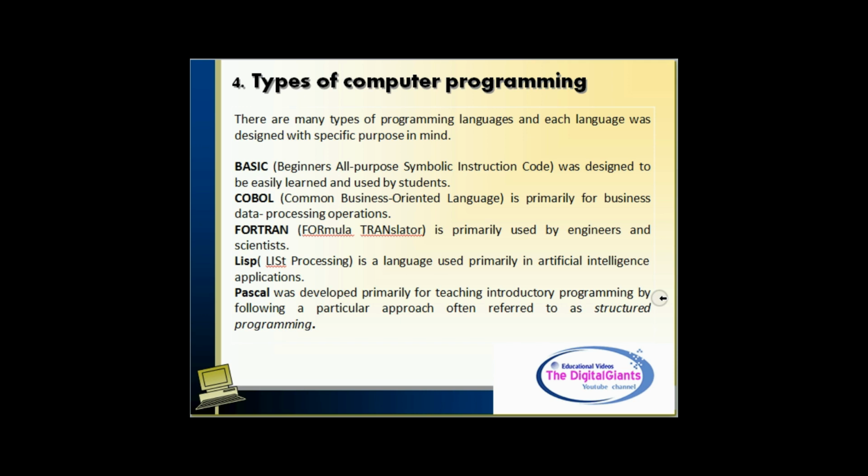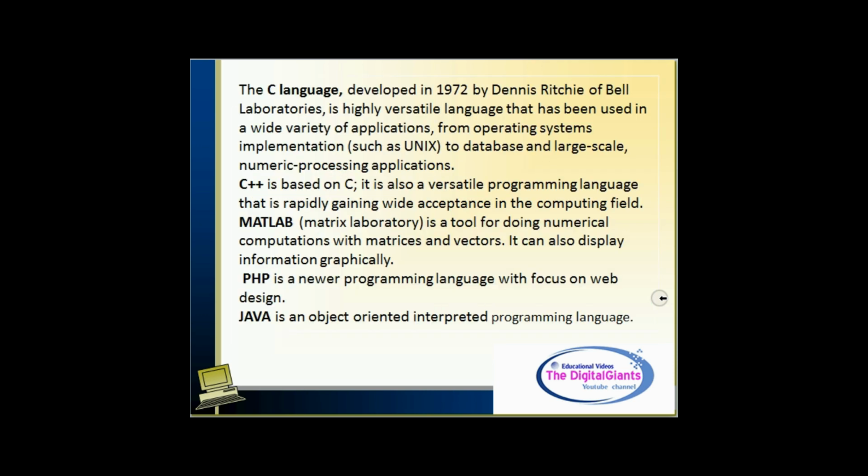The C language was developed in 1972 by Dennis Ritchie of Bell Laboratories. It's a highly versatile language that has been used in a wide variety of applications, from operating system implementations such as Linux to databases and large-scale numerical processing applications. C++ is based on C. It is also a versatile programming language that is rapidly gaining wider acceptance in the computer field.